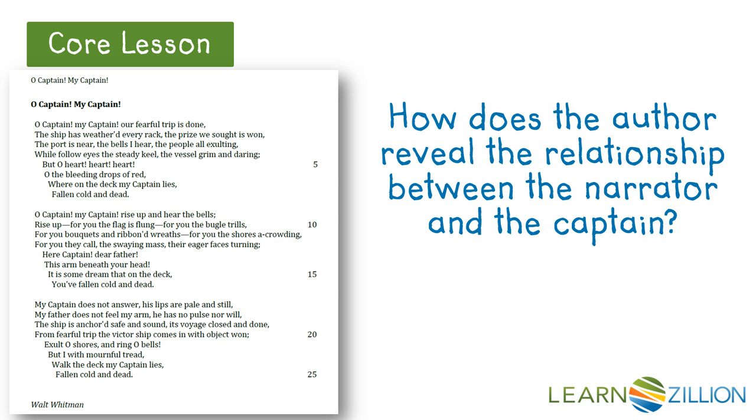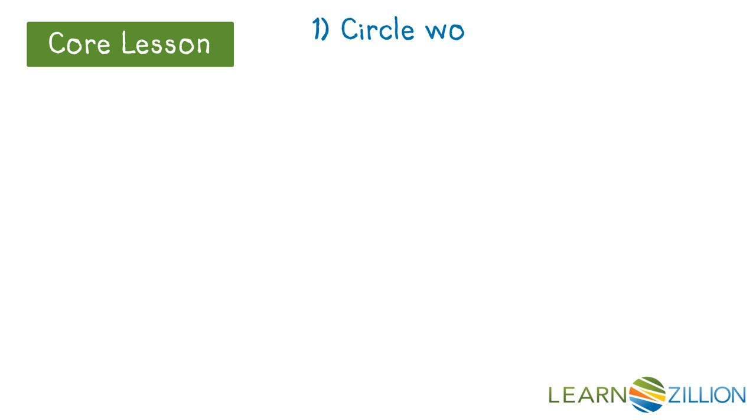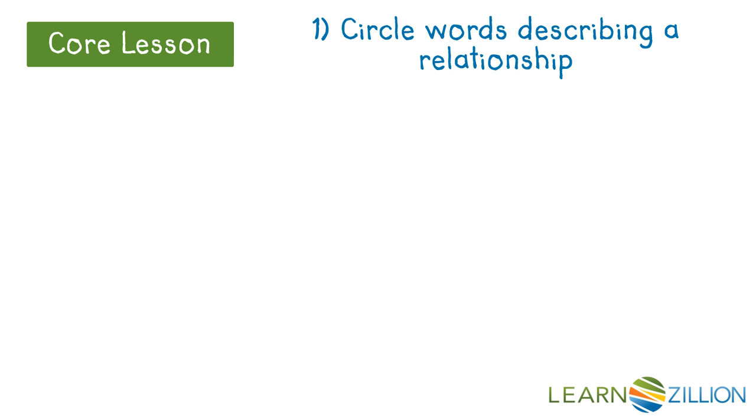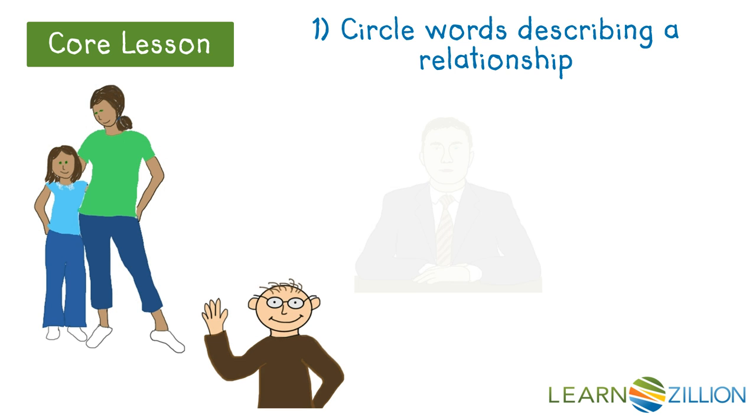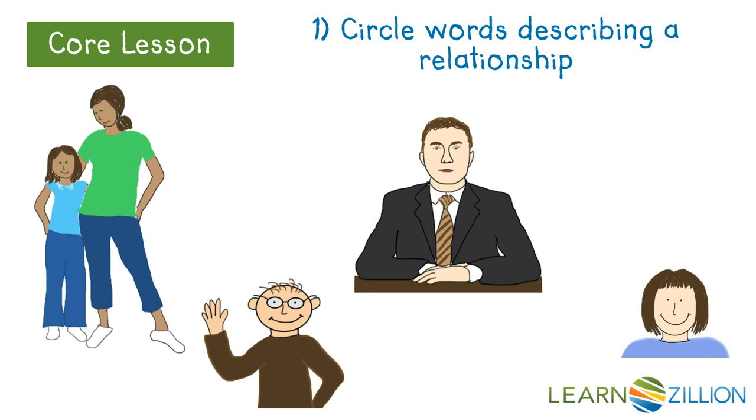Step 1 in identifying character relationships is to circle words describing a relationship and consider the connotation of them. Before we can do that, let me explain what I mean by words describing a relationship. Words such as mother, daughter, uncle, boss, friend, and so forth describe a relationship. By this I mean that if we know 2 people are sisters, we can understand that they probably have spent a lot of time together and know each other quite well.